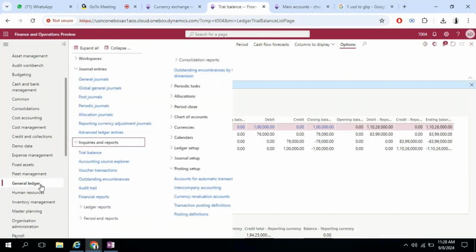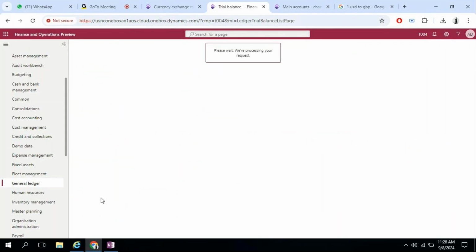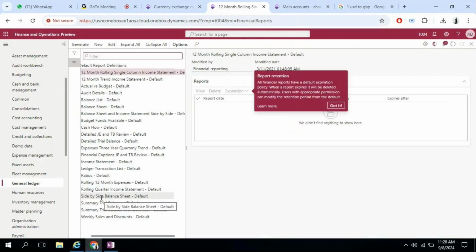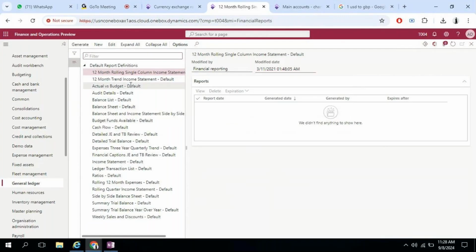There is a report section inside the financial reports. One is the trial balance report for finance. There is one more report called financial reports. If you click on the financial reports, you will see there are some standard reports. You can create a new report also, but let us first go for the balance sheet.